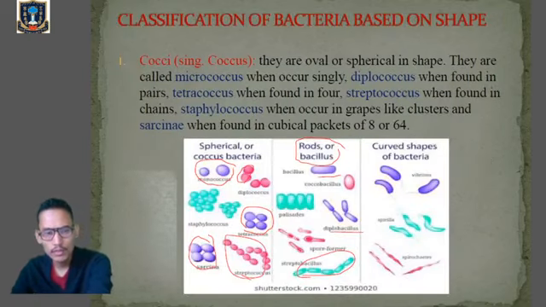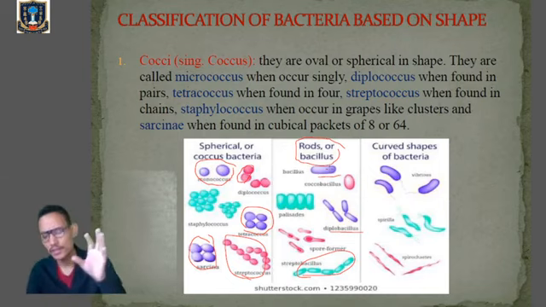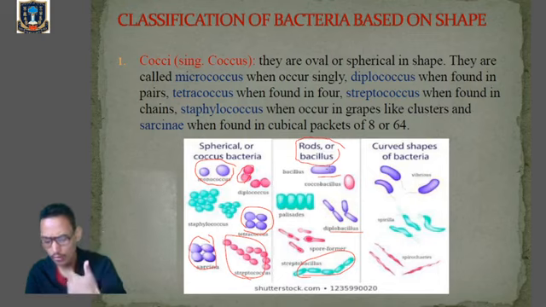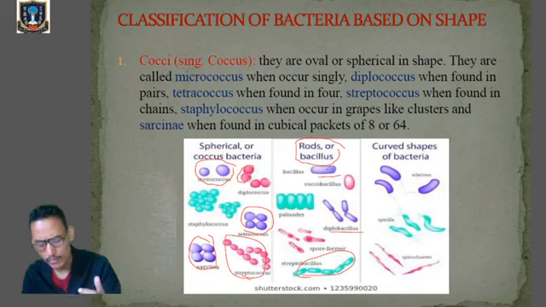Alright, so kindly go with the four types of bacteria based on the shape. It's very simple. Just remember the shape and the example. First one is cocci or coccus. Number two, bacilli or bacillus. Number three, spirilla or spirillum. And number four is vibrio.